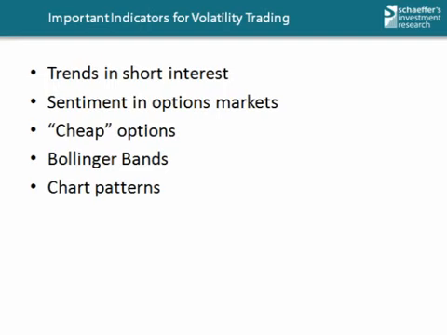In addition to this, I like to look for cheap options. And at Schaeffer's, we've created what's called the Schaeffer's Volatility Index. What it does is it databases and categorizes all the option pricing, and we have historical data, and it will give you a number and compare that to the historical option prices. It will give you a good idea of what's cheap and what's expensive, and you want to buy these options when they're cheap because that's going to give you more profit potential on the upside.